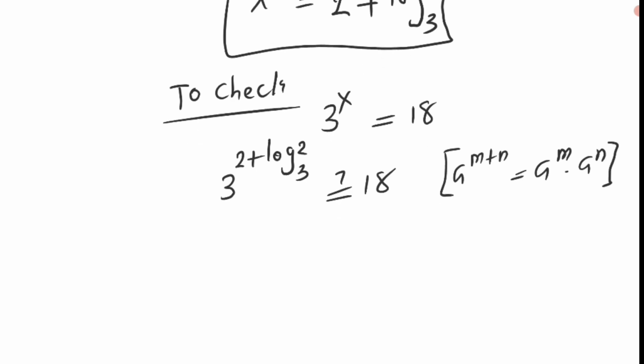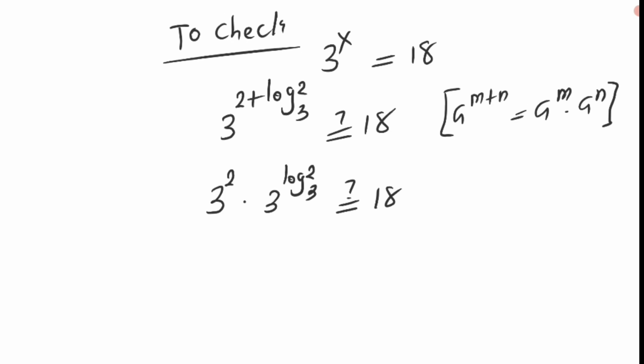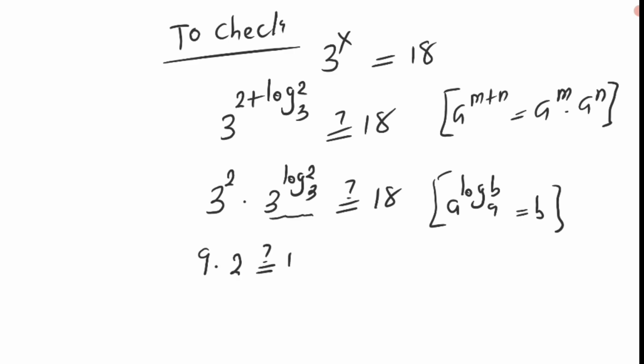This can be written as 3 squared multiplied by 3 raised to power log 2 base 3 must be equal to 18. Now, if you have a raised to power log b base a, this is equal to b. This is 3 squared. We have 9 multiplied by 2 must be equal to 18. Then 9 times 2, this is 18, is equal to 18, which is true.